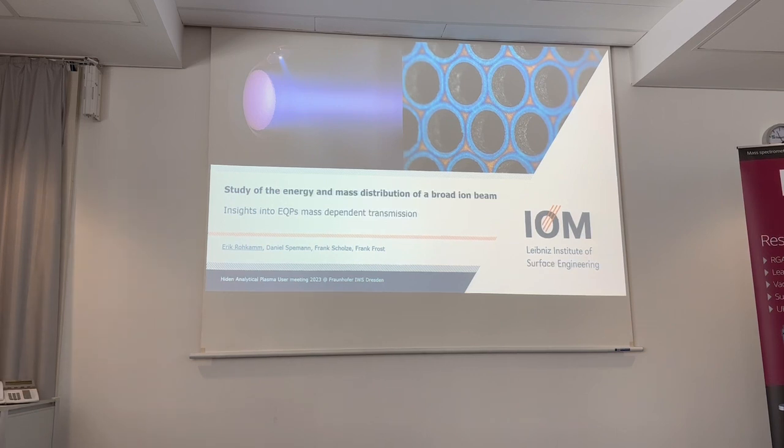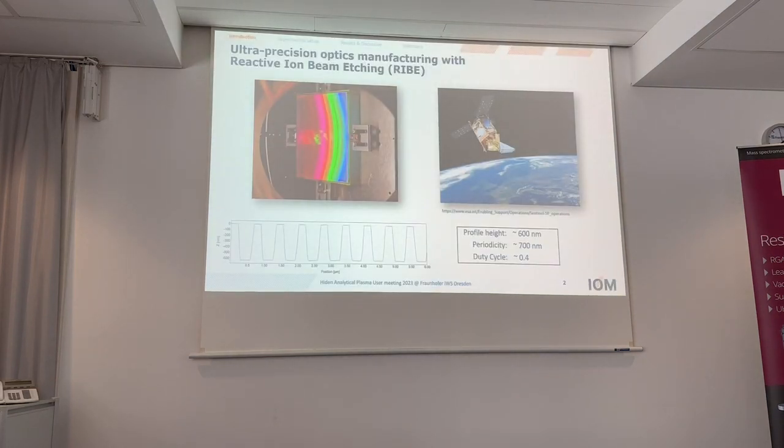So Carsten already talked a little bit about some applications for the optics we can produce with ion beam etching technology. As you can see on the left side, there's one optical grating that was produced at IOM. It's a binary grating. You can see a profile measurement at the bottom. The main benefit of ion beam etching technology is that you get these very nice, precise profile shapes and a very high accuracy concerning the profile depth and the width of your profiles. In that case, we have a profile height of 600 nanometers and a periodicity of 700 nanometers.